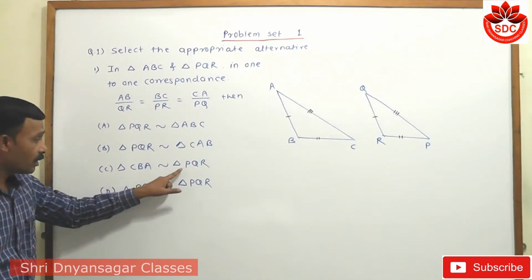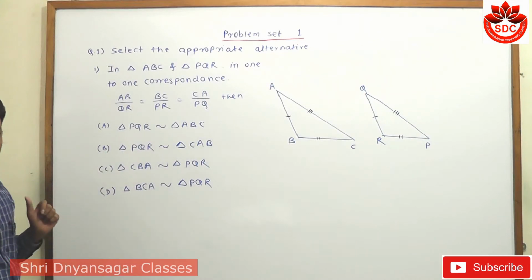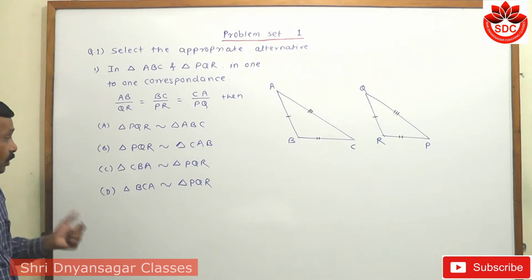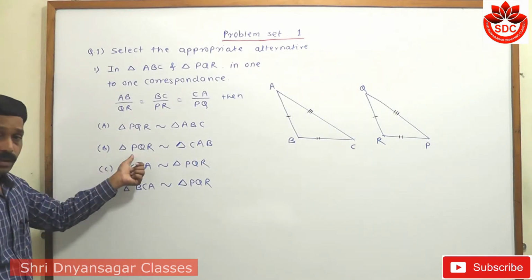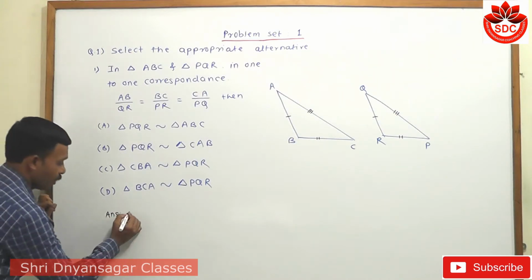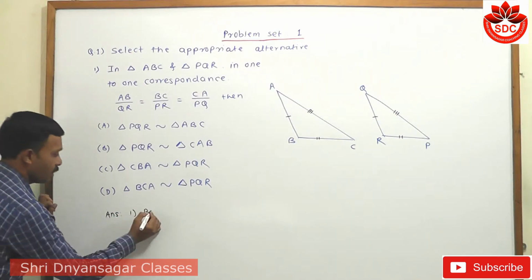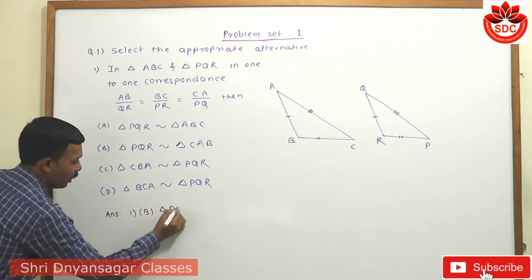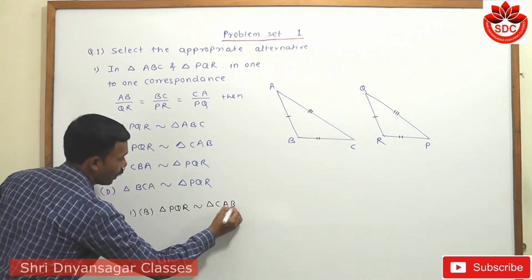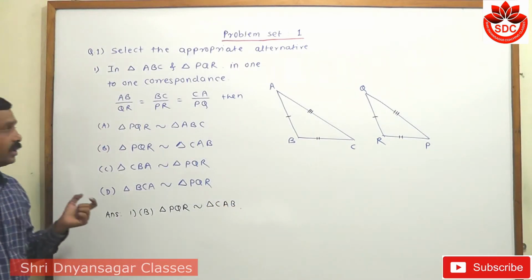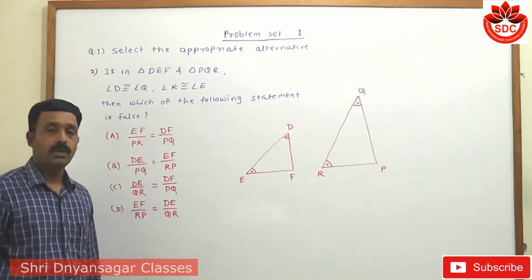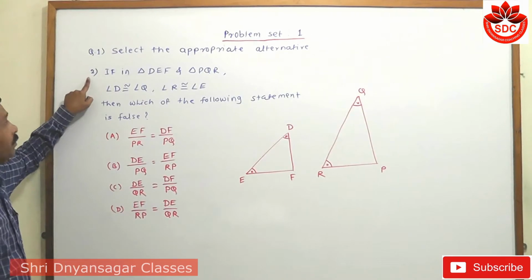Then when we look at this, there is also not 1:1 correspondence. In this also there is not 1:1 correspondence. So the answer is B. So the answer of the first sub question is B, which is triangle PQR is similar with triangle CAB. Can you understand this first question? Okay, then we discuss the second question. Okay, the second sub question.